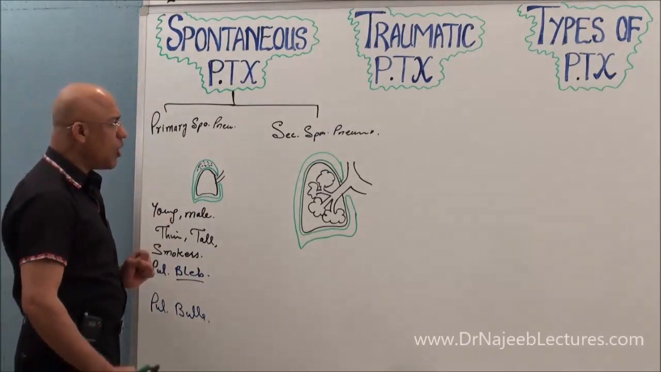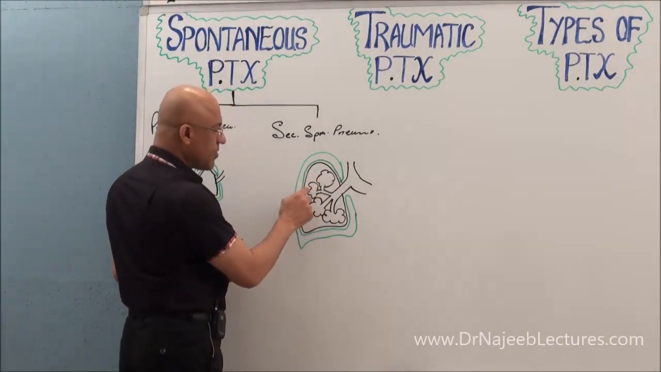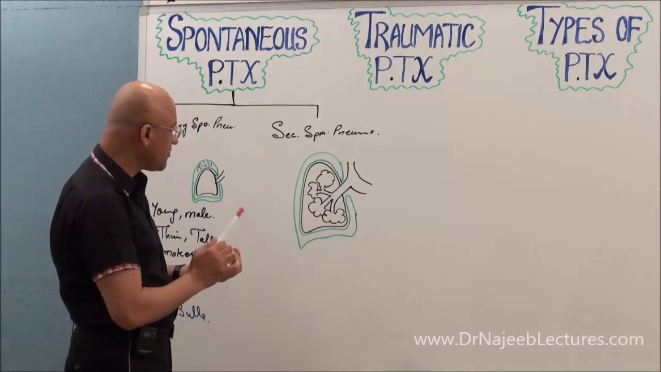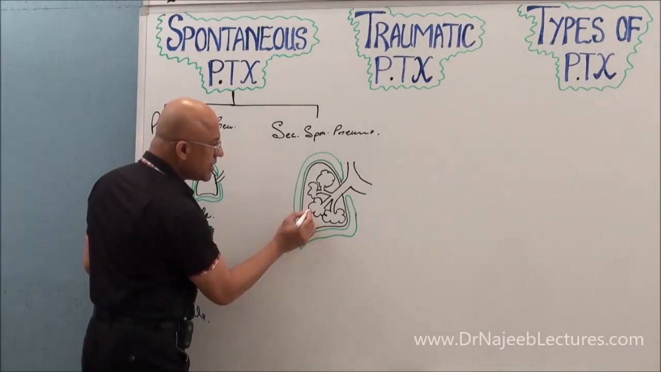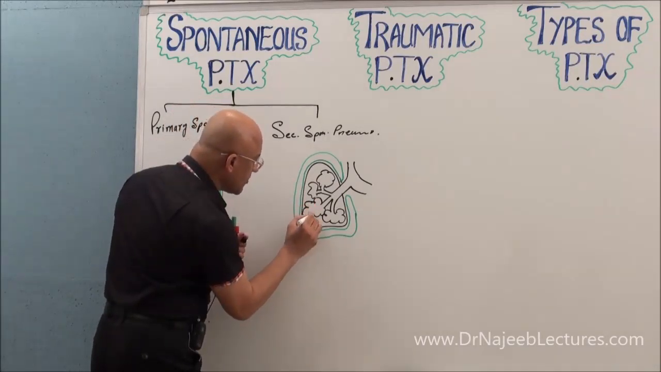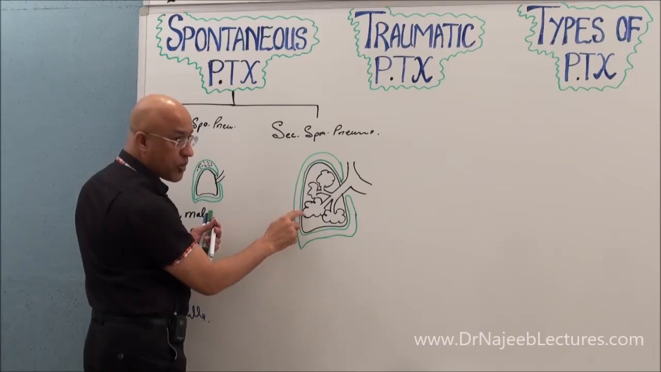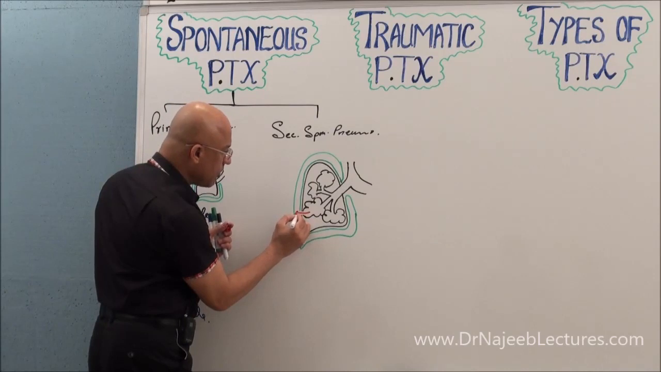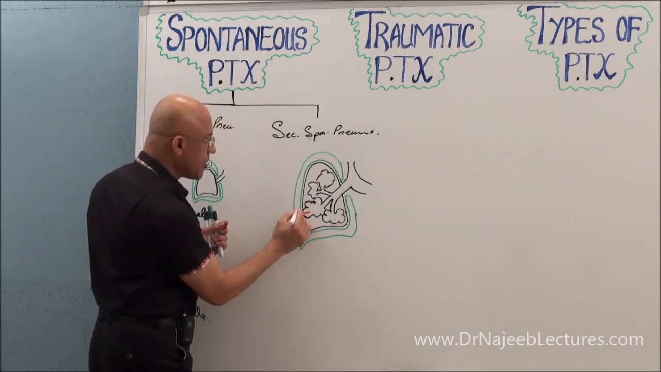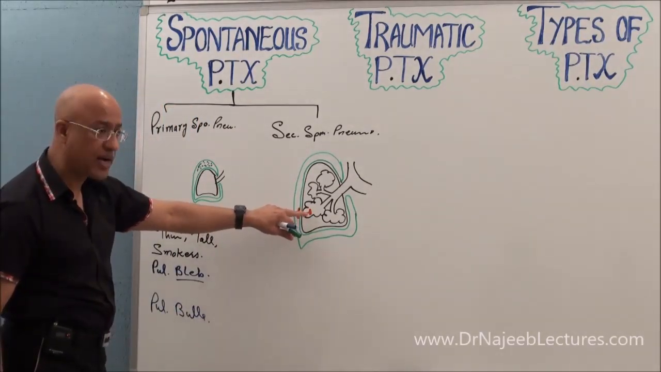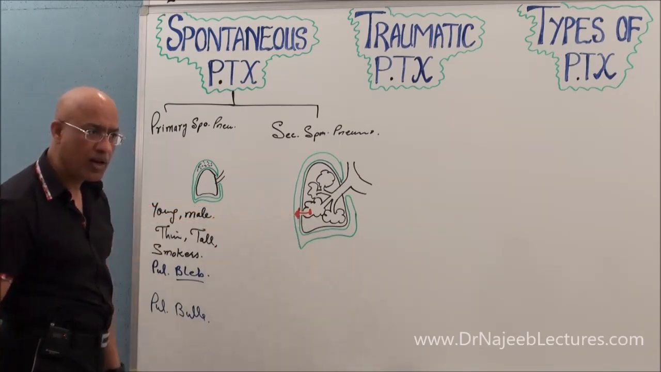Now the question is how the air can reach from the lung to the pleura. One thing is very simple, that maybe there is some pathology, and due to that pathology, an air space is just under the pleura, and there is subpleural rupture of the air space, and air enters from here. I will talk about the causes later. Right? This is one way. It is a direct entry of air from the subpleural pathology into the pleural cavity.